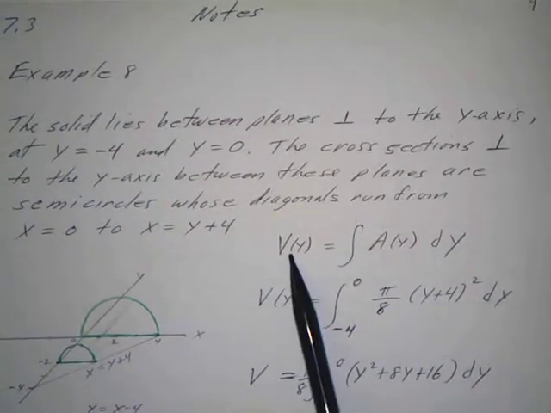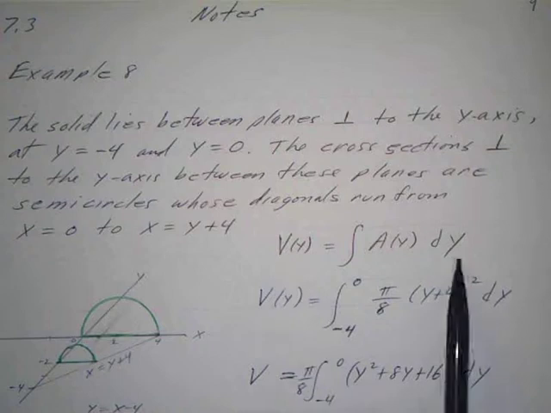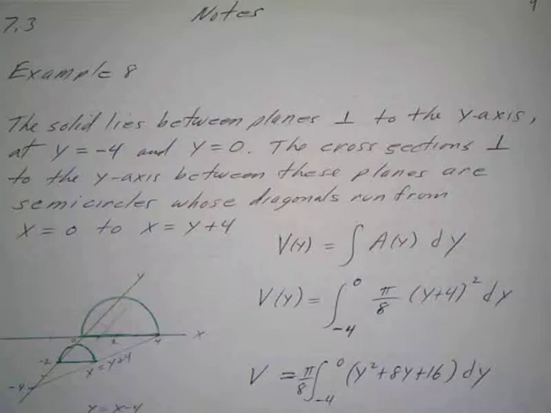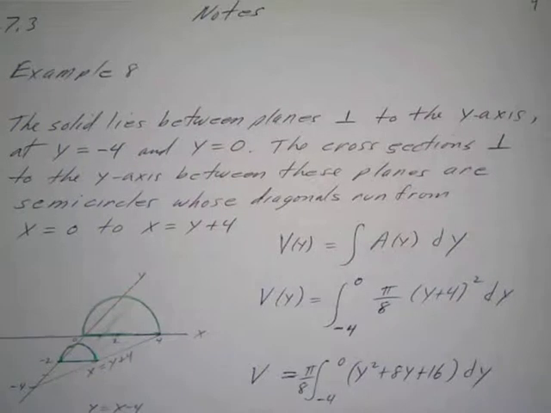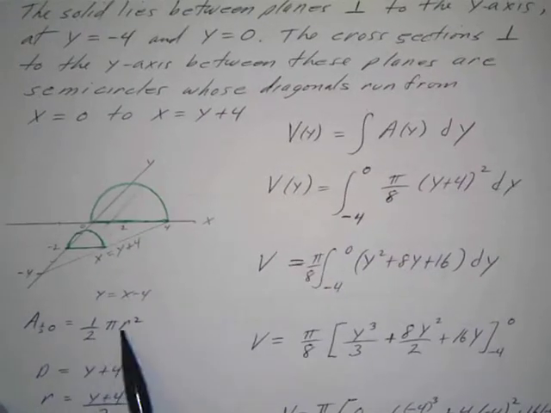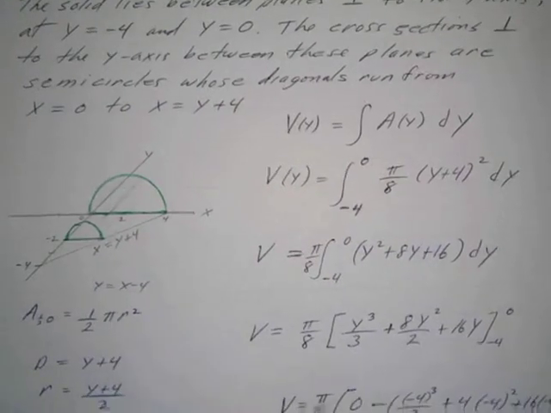So again, the volume, now this is going to be with respect to y, equals the area dy. The area with respect to y dy. Okay? So everything has got to be in terms of y, and it already is. We're in good shape here. So the area of a semicircle is 1/2 pi r squared. That's half of a circle.